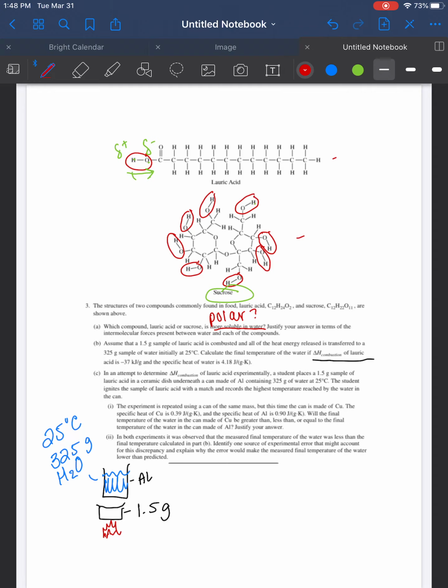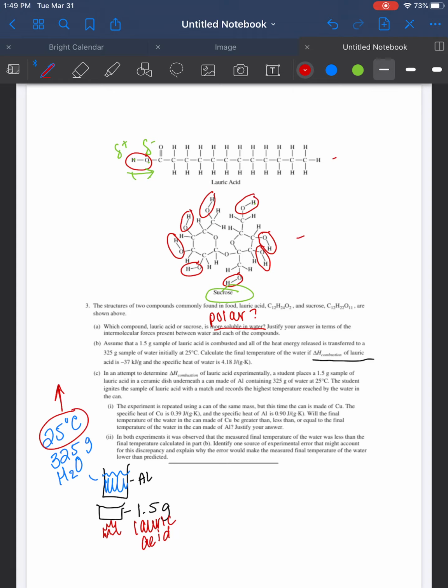The heat will be transferred to the aluminum can, to the water, and the student is going to measure how much the temperature of the water increased. So that's the experiment the student is doing to see if he could experimentally calculate the heat of combustion of the lauric acid.